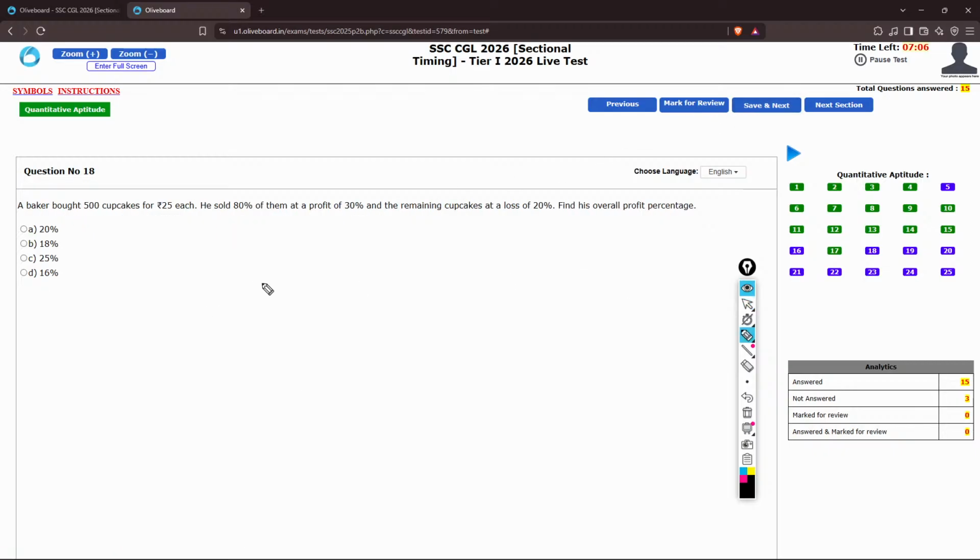A baker bought 500 cupcakes for 25 each. 25 into 500. He sold 80% of them, 400 at 30% profit. Yeah, I mean, so 4 items, 30%, and 1 item, 20% loss. So minus 20, 120, so 20% profit overall.